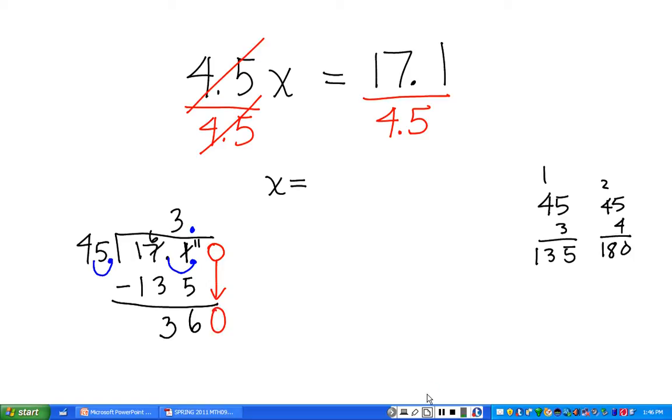How many times does 45 go into 360? Let's do 45 times 8. That's 40, 32, 360. There we go. So 8 gives us 360, subtract, no remainder. That's what I mean about terminating. It terminated because we got a 0 remainder. So the answer is 3.8.